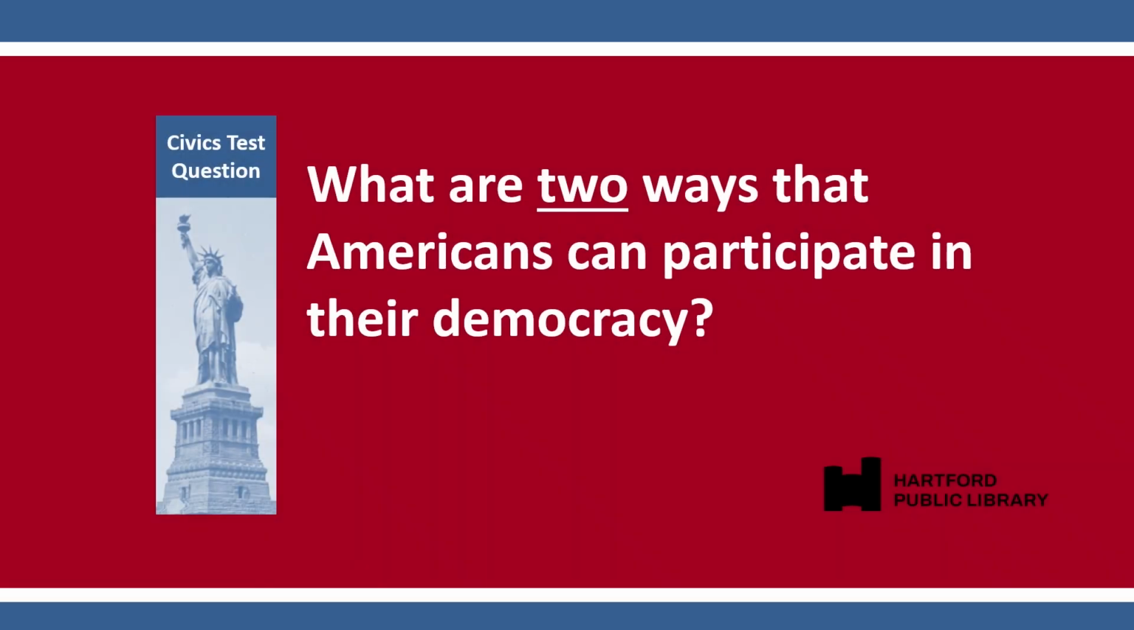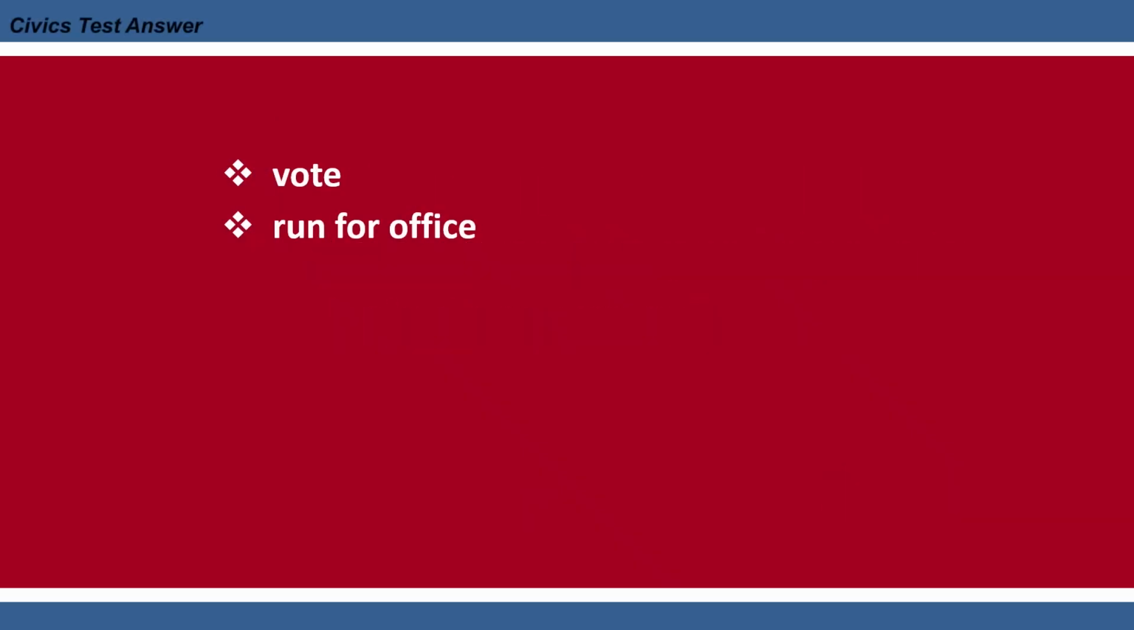Civics test question. What are 2 ways that Americans can participate in their democracy? Vote and run for office. 2 ways that U.S. citizens can participate in their democracy are to vote and to run for office.